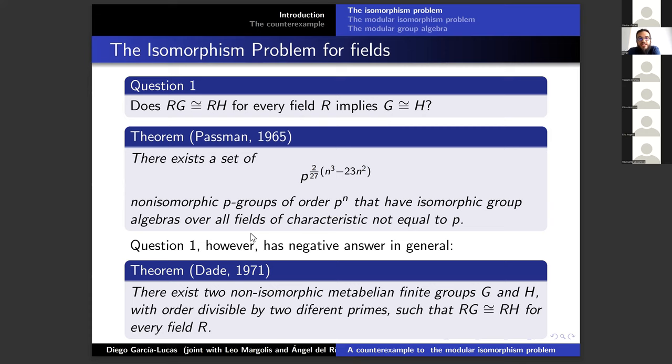So inspired by the result of Fassmann, one can think of restricting this question by substituting every field by every field of characteristic p and the groups by finite p-groups. This is question two.